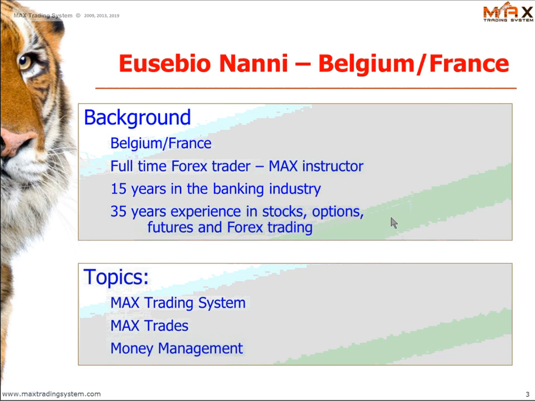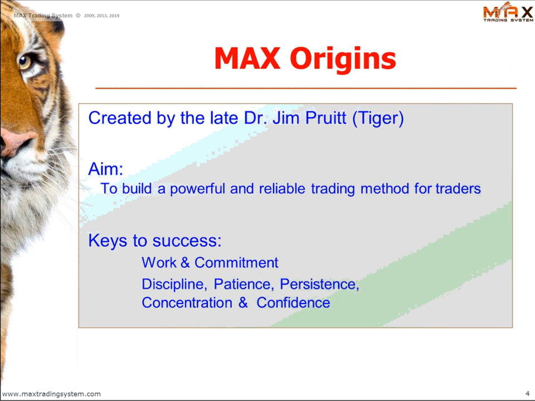So, the Max originally was created by the late Dr. Jim Pruitt, known as Tiger by his students, because of a very strong temperament. But strong temperament doesn't mean a bad man. On the contrary, Dr. Jim Pruitt was a really nice man. Because he knew that his time was counted, his aim was to give as fast as possible to all his students a very powerful and reliable but also flexible trading method.